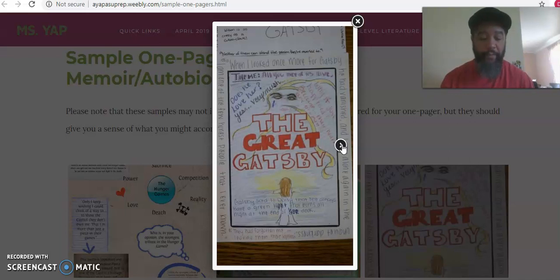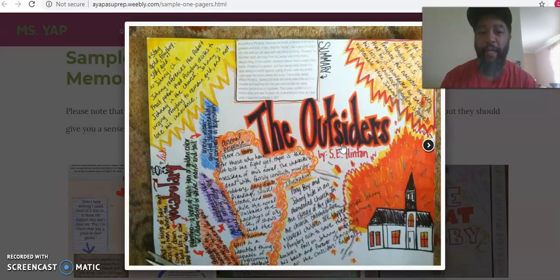This is what they look like. Now, this is where I saw it. The Outsiders was an eighth grade book that a lot of eighth graders used to do over the past years. It's a really good book. This is a one pager for that. This is usually my go-to example.